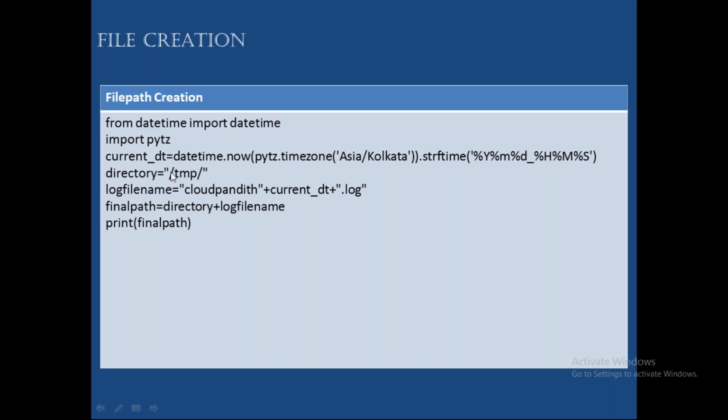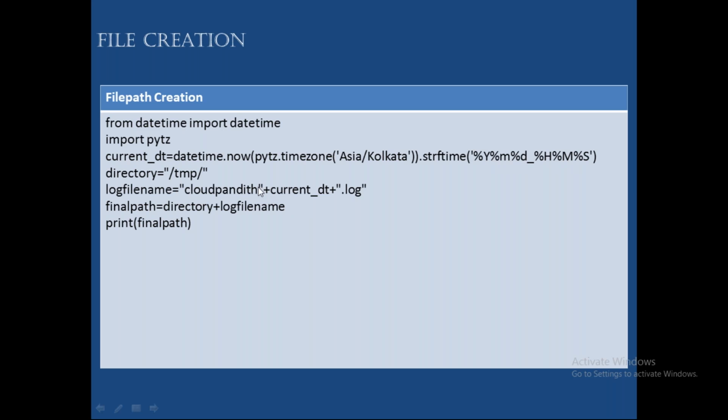Now directory equal to /tmp. Under this directory, I want to create the log file. That's why I'm taking directory as this. Now I'm just generating the log file name. How am I generating the log file name? Cloud Pandit plus, for this Cloud Pandit, I am appending this date. Cloud Pandit plus this date.